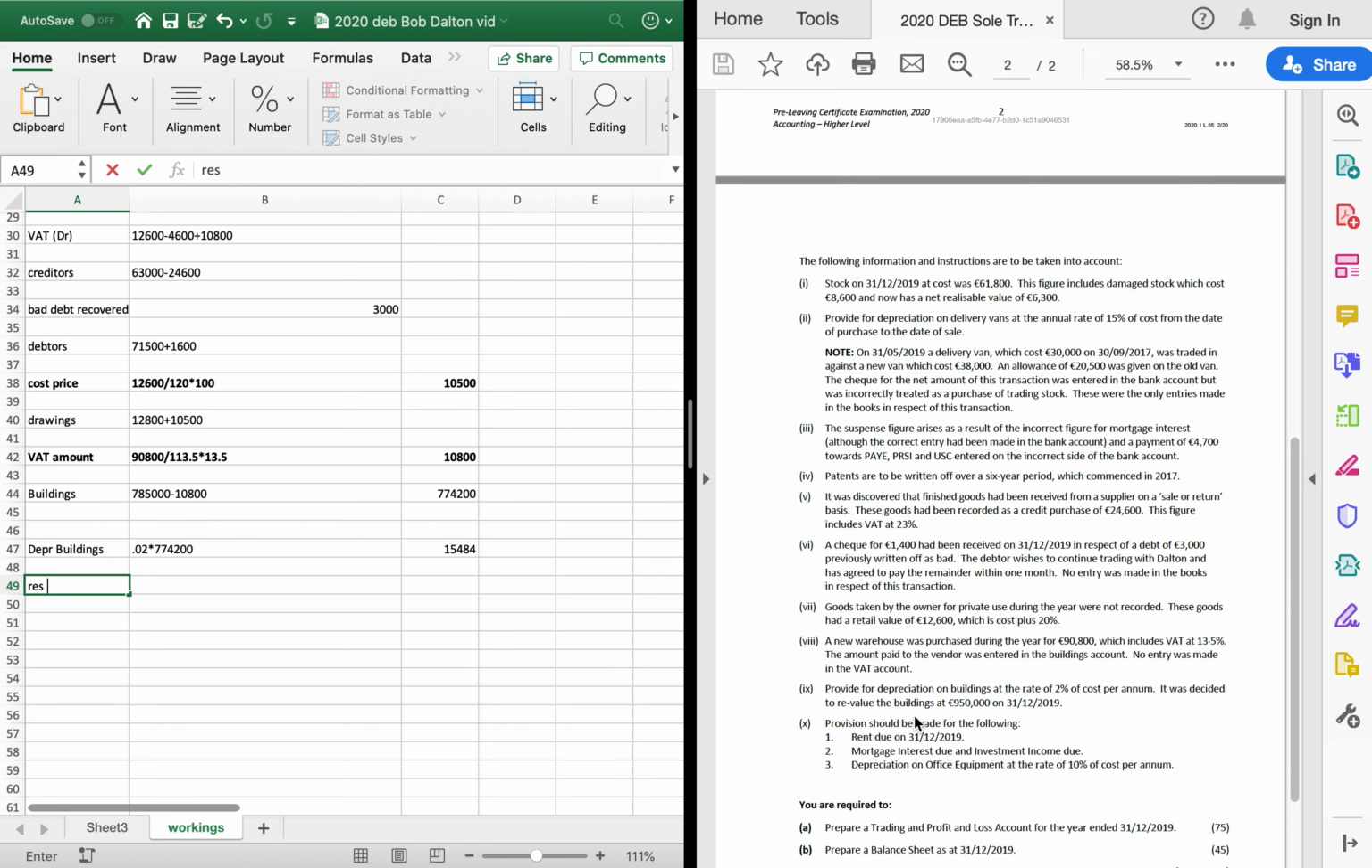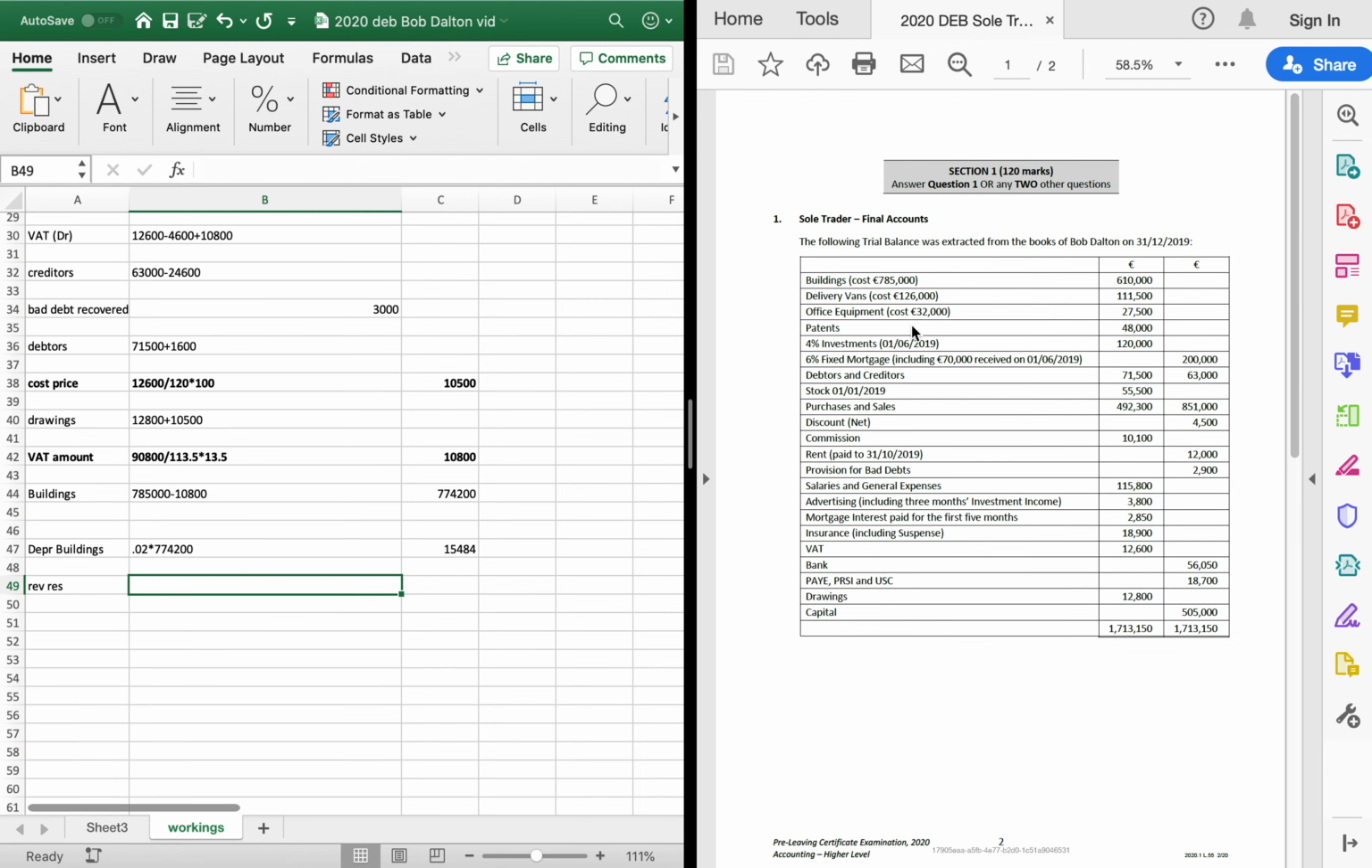So instead of accumulated depreciation, you're going to have a revaluation reserve, which starts off as the difference between your two buildings figures. So 785 and 610 is a difference of 175,000. That's your starting figure for accumulated depreciation. We're going to have to add on the 15,484.